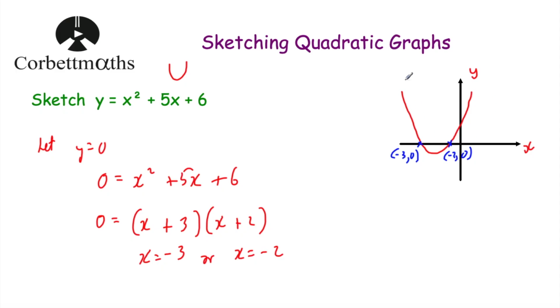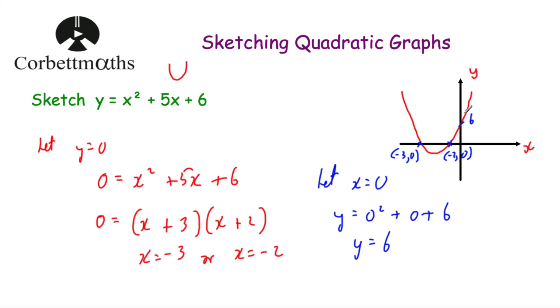Okay, so we've done a sketch of our quadratic, that U-shaped parabola. We've labelled where it crosses the x-axis. Now let's find where it crosses the y-axis. And to find where it crosses the y-axis, we let x equal 0. So if we let x equal 0, we're going to get that y equals 0 squared, plus 5 times 0, well that's 0, plus 6. And if we work this out, 0 squared is 0, plus 0 is 0, plus 6 is 6, so y equals 6. So that means it crosses the y-axis at 6.